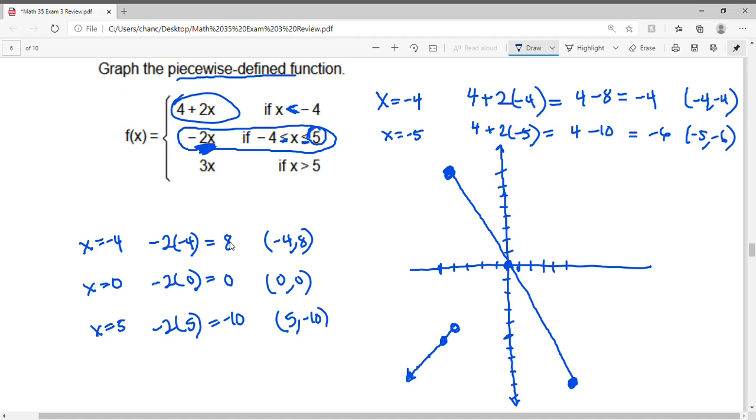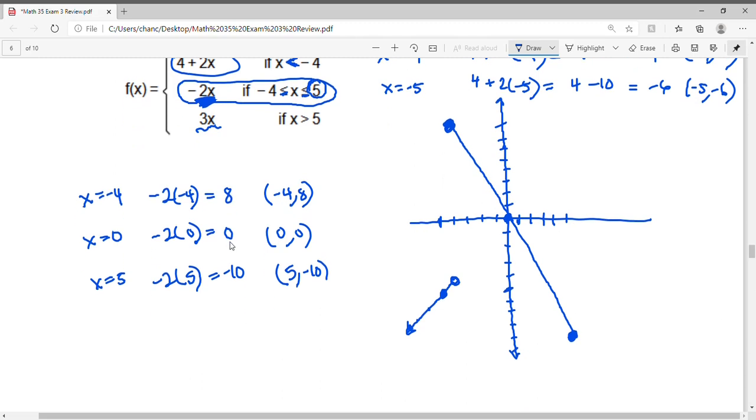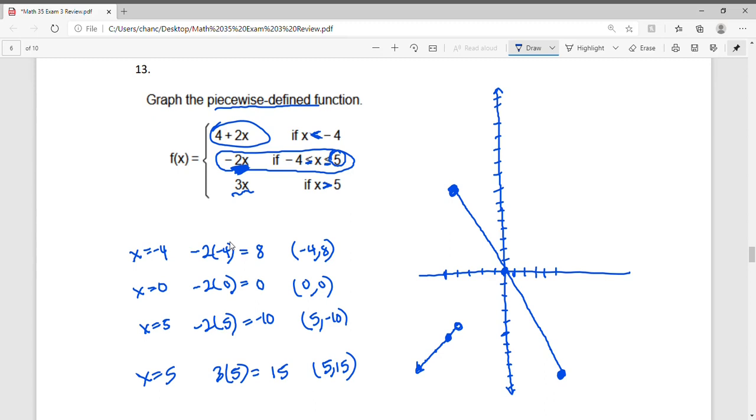For the last part of the graph, we're going to plug in values of x that are greater than 5 into the equation 3x. So let's plug in x equals 5 into 3x. That's going to give me 15. So I need to look at the point 5, 15, but this will be an open circle because this is strictly greater than. So let's plot the point 5, 15. This is the point 5, 15, but this is going to be an open circle, so let's make sure this is an open circle.